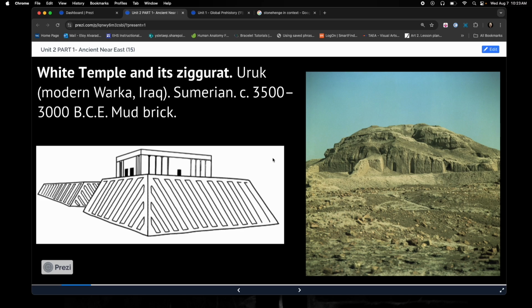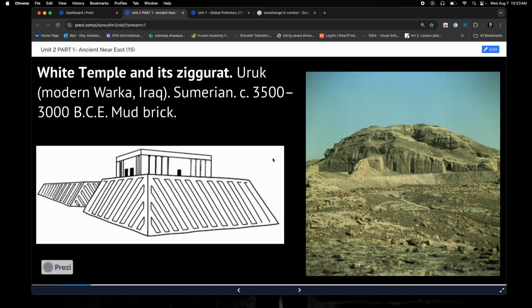Ziggurats. I will update the vocabulary. I didn't update the vocabulary. I updated the image list, but not the vocabulary. It's spelled up there. Ziggurat. You're a rat. Anyway, that's how I remember how to spell it.